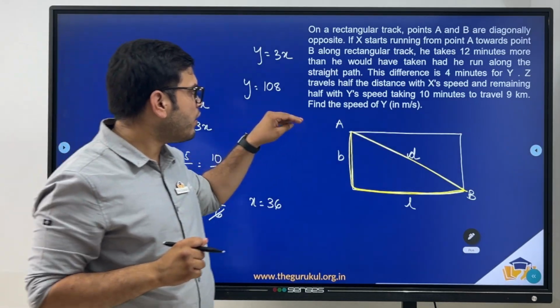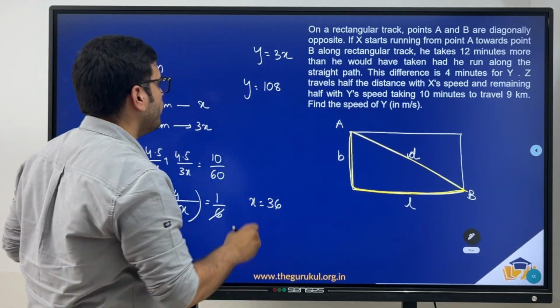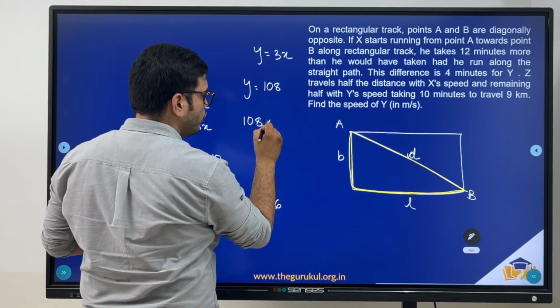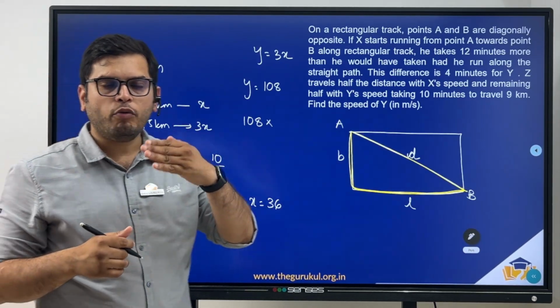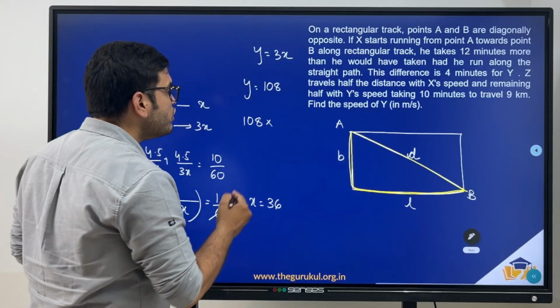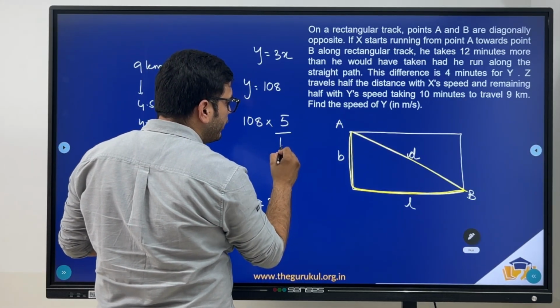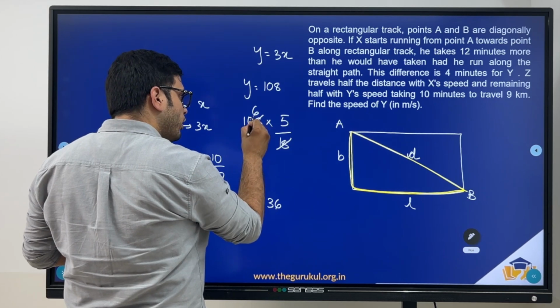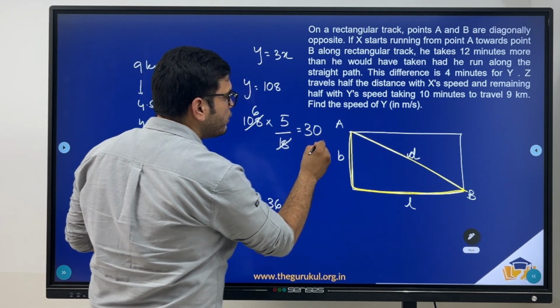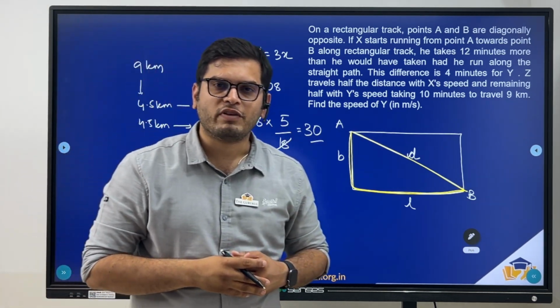But what was asked? We are asked to find the speed of y in meters per second. So 108 into, to convert speed in kilometers per hour to meters per second, we should be multiplying that with 5 by 18. So 18 into 6, 108, 6 into 5, 30 meters per second should be the answer to this question.